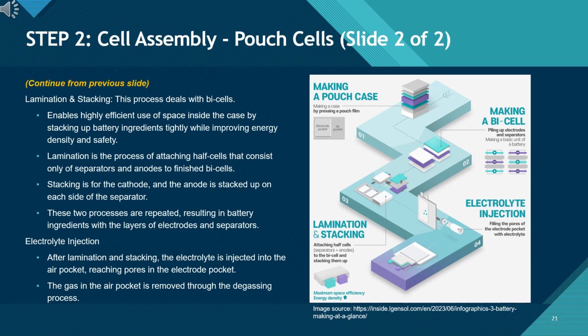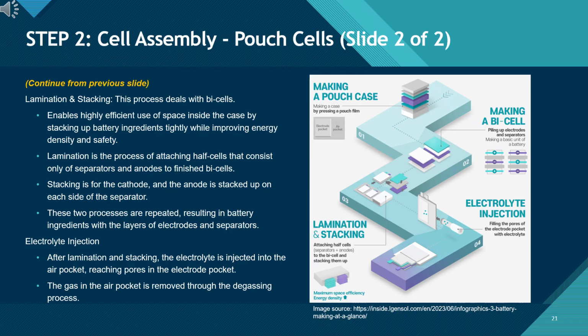Step 2. Cell assembly for pouch cells. Slide 2 of 2. In this slide, we continue the pouch cell assembly we started on the previous page. After the pouch case and bicell are prepared, we move into lamination and stacking. Half cells made of anode and separator are laminated onto the bicell, while additional cathode layers are stacked on the opposite side of the separator. By repeating this sequence, we tightly pack many electrode layers into the pouch, which increases energy density while still keeping the structure mechanically stable.